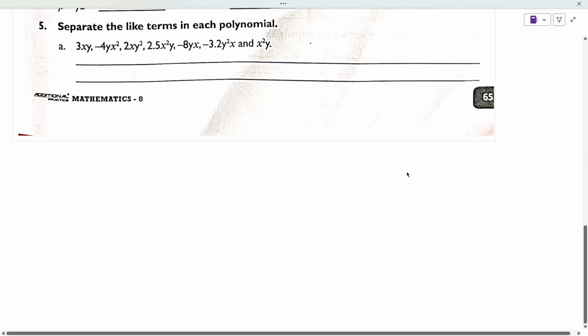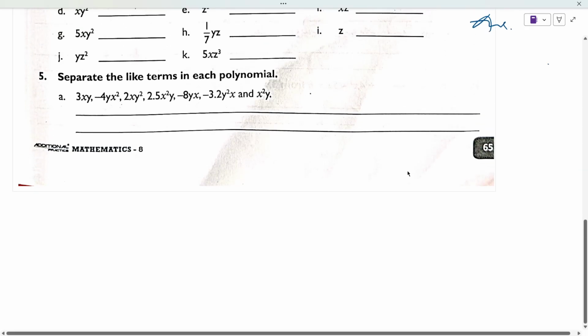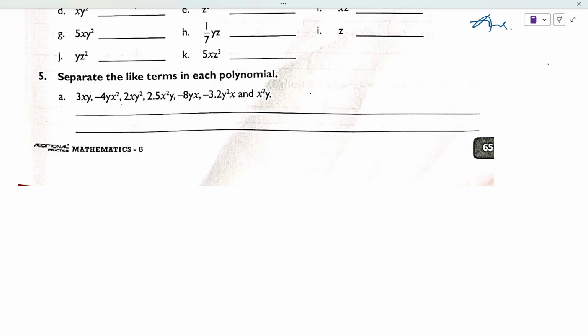Question number 5 says separate the like terms in each polynomial. Hopefully you are clear with like terms: same variables as well as the same powers. So if we take the first term, which is 3xy, we need to ignore the constant. There is no role played by the constant. If we check the variable, we have xy, and we have to look for which other term has xy. Did you get any? Yes, it is minus 8yx.